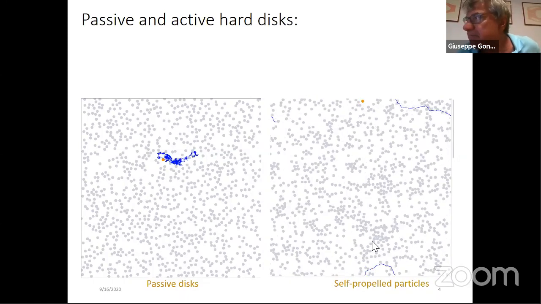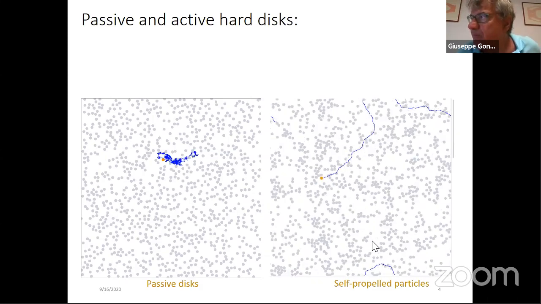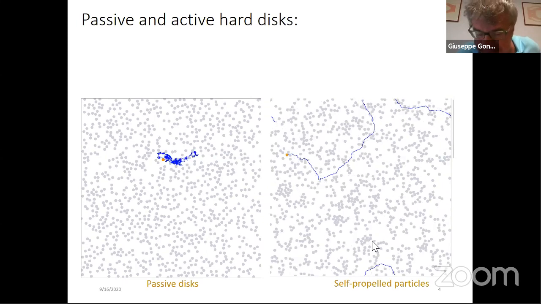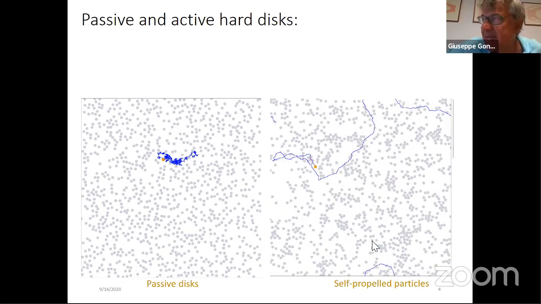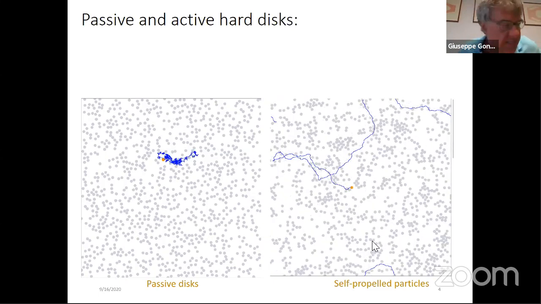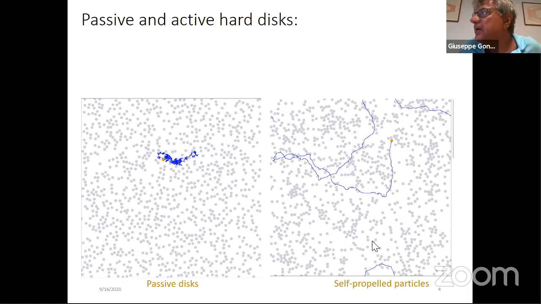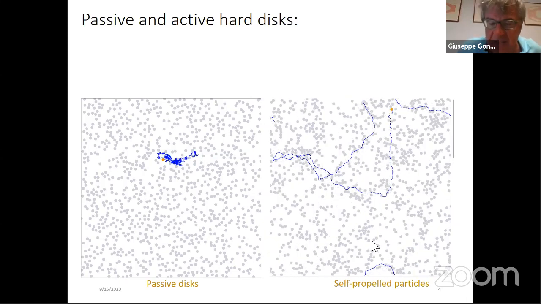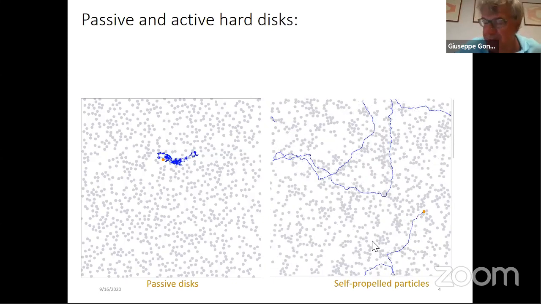These are hard disks with self-propulsion in the sense that I showed you before, and everything is the same as in the other case, with the only difference that here you have self-propulsion. You see that, for example, the particles move much more. This corresponds to the fact that the diffusion coefficient is much larger in this case.